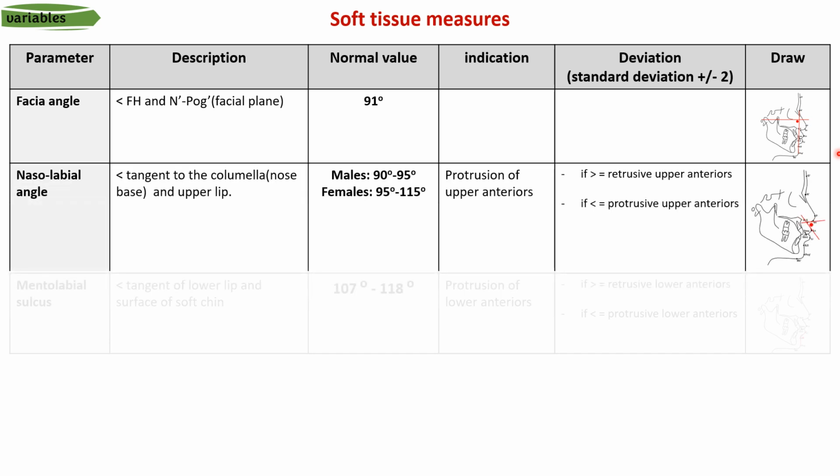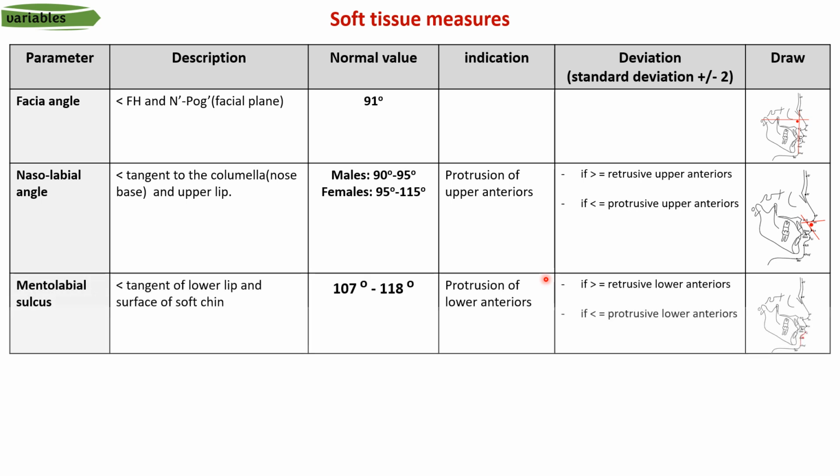Nasolabial angle. It is the angle formed by a tangent to the columella or the nose base and the upper lip. Mean value in males ranges between 90 to 95 degrees, and in females ranges between 95 to 115 degrees. If it increases, it indicates retrusion of upper incisors, so the nasolabial angle will be obtuse. And if it decreases or becomes more acute, it means that the upper incisors are proclined.